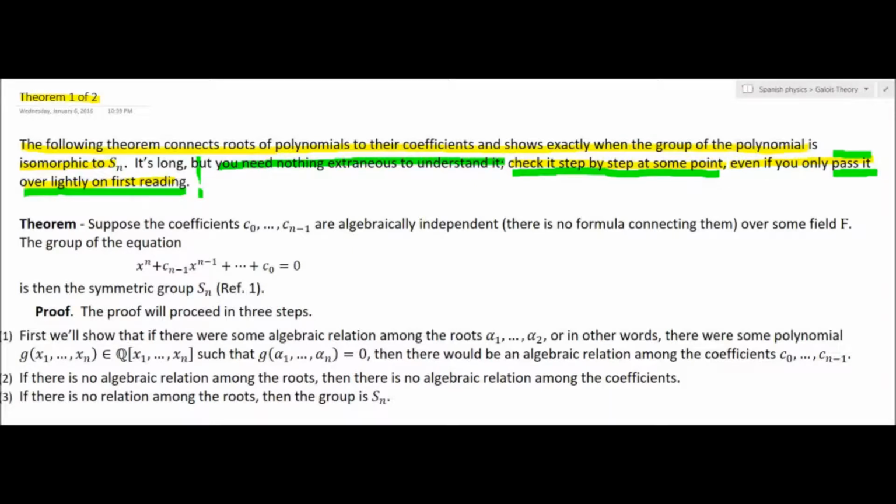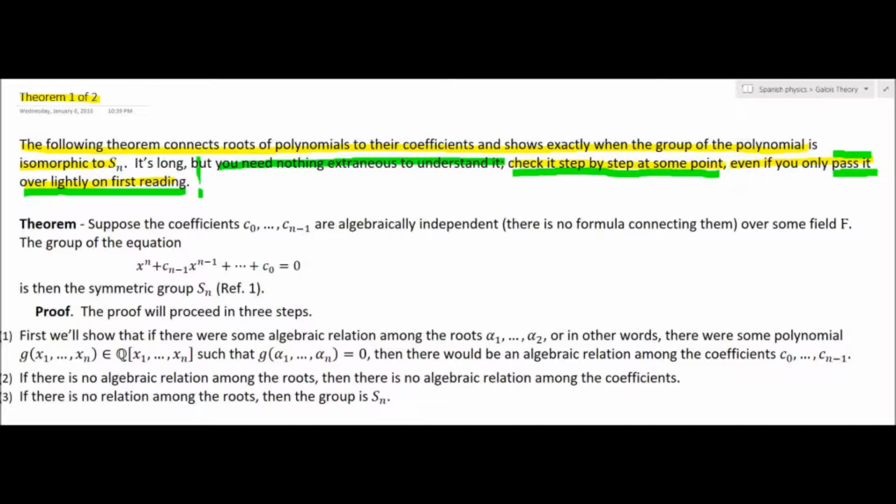Suppose the coefficients from c0 through c_{n-1} are algebraically independent. There's nothing connecting them over some field, say the rational numbers. The group of the equation x^n + c_{n-1}x^{n-1} + ... + c0 = 0 is then the symmetric group Sn. Okay, so if the coefficients aren't algebraically related in any which way, then neither are the roots.